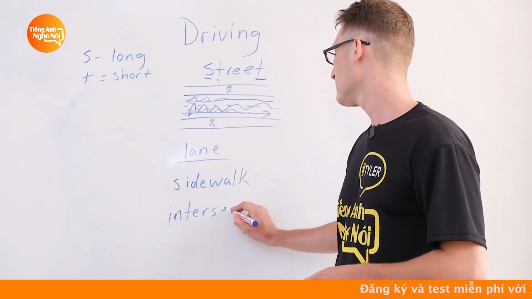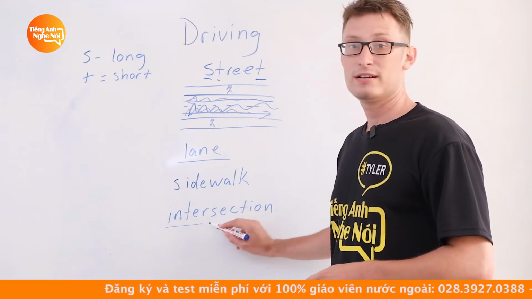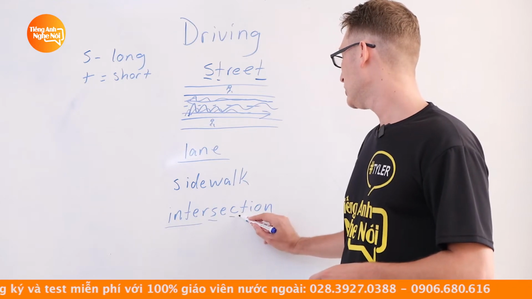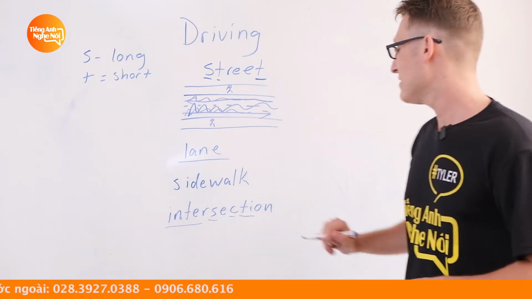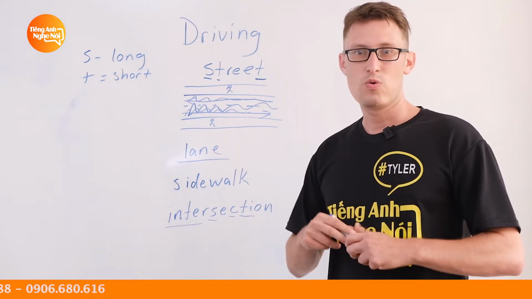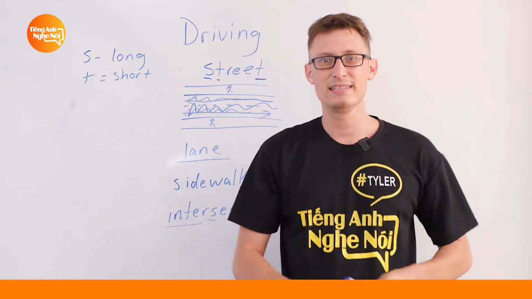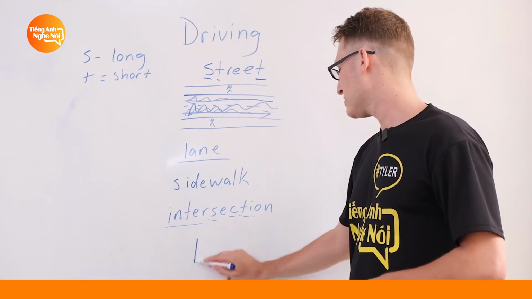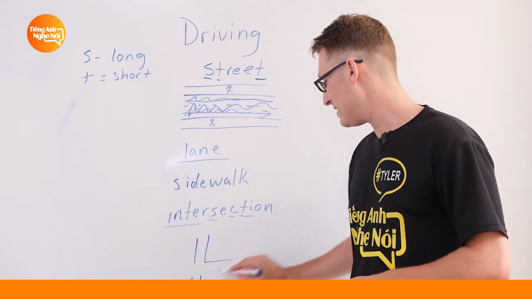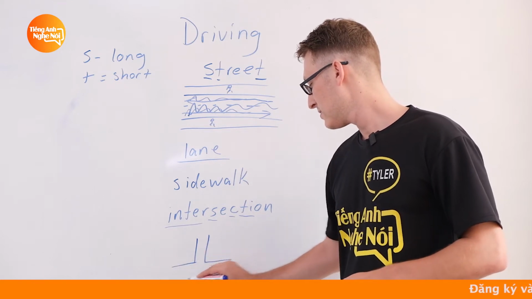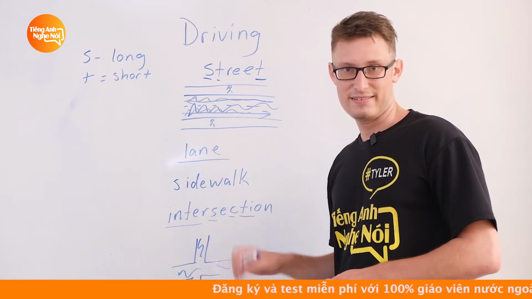Now, another word. Intersection. Intersection. This is the place where two streets meet. Okay? So, you have a street here and a street here. This is an intersection. Okay?